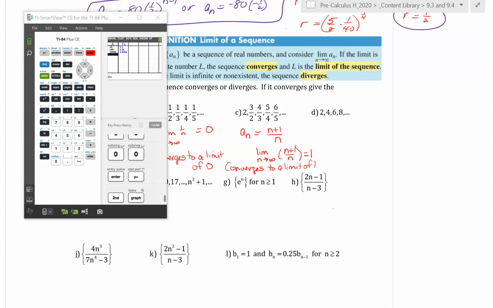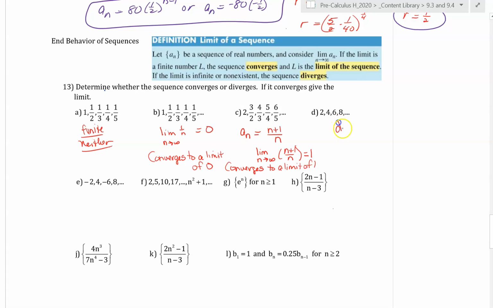Let's think about the next example, part D. So notice it's an infinite sequence. We're going 2, 4, 6, 8. This is an arithmetic sequence, you're adding 2. So 2, 4, 6, 8, 10, etc. So notice that this sequence diverges because the limit is infinite. The sequence just gets larger and larger and larger as n approaches infinity. Notice that that term would just approach infinity, so it diverges.